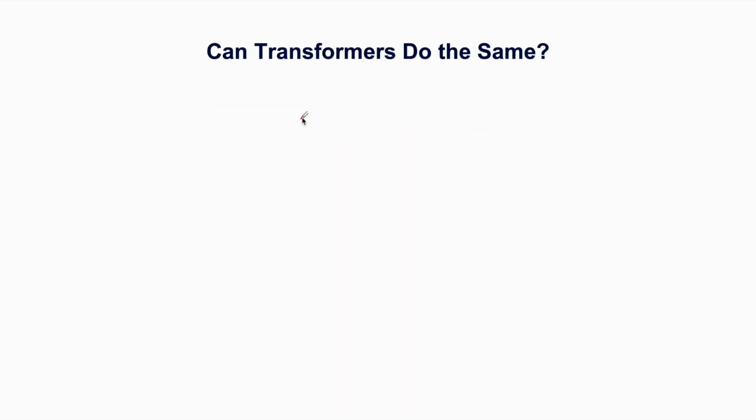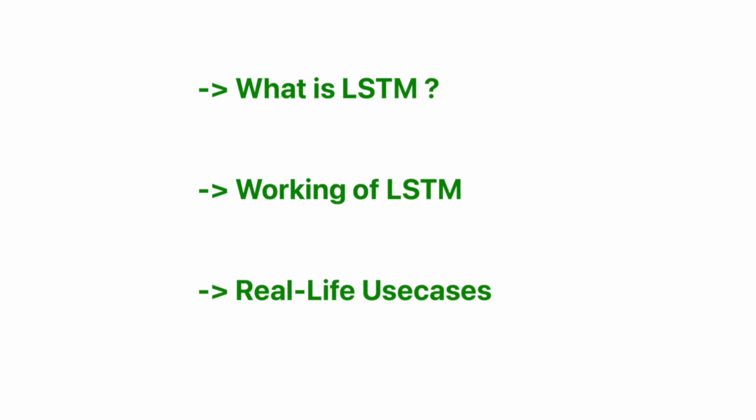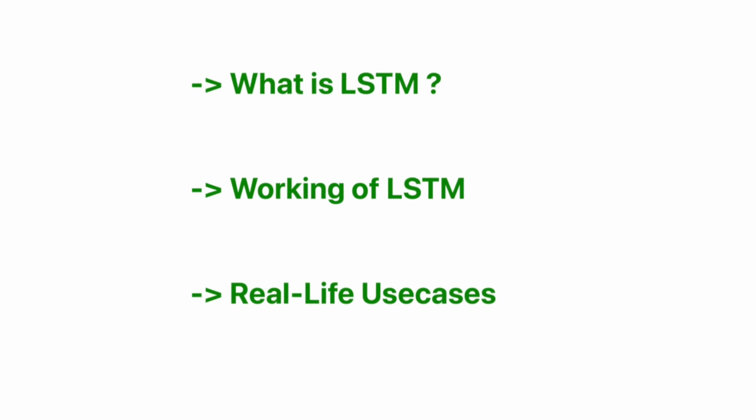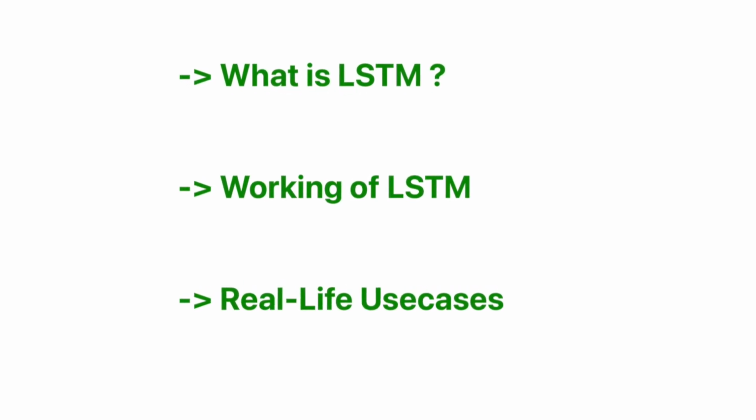Now you might have a question whether transformer based architectures can do the same thing. Yes, they can also do the same thing. That is why most of the modern systems like ChatGPT, Google Gemini, and BERT now use the transformer architecture instead of LSTM. So far we have understood what LSTM is, its working mechanism, and its real life use cases.